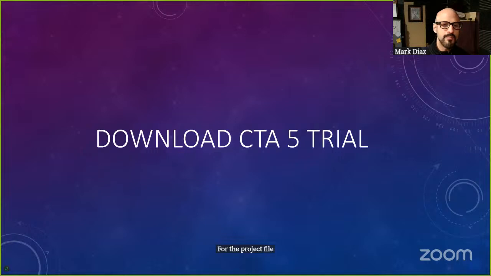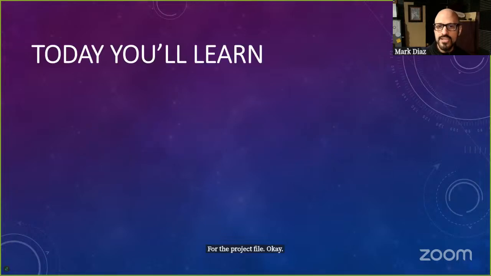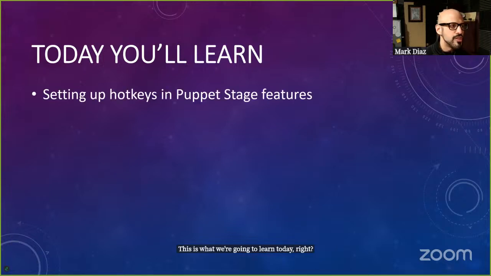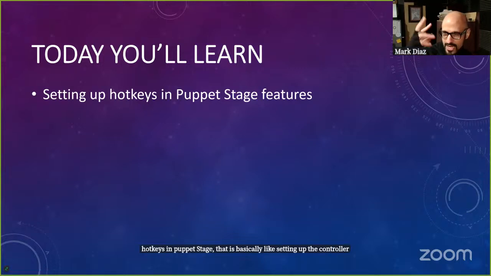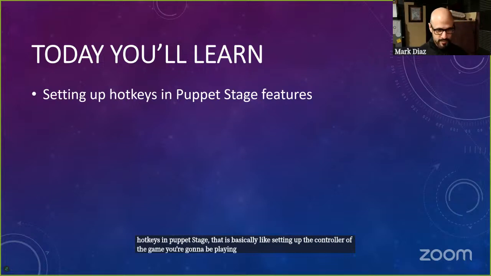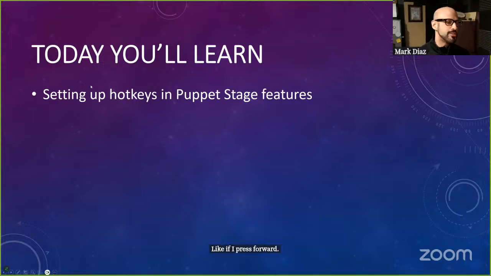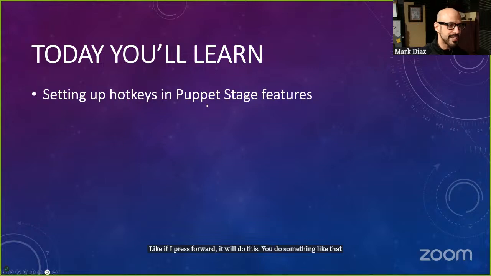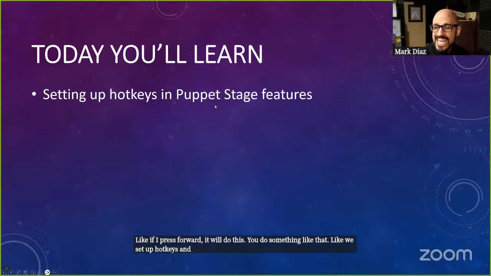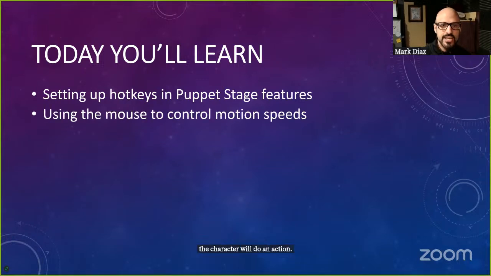Okay, so this is what we're going to learn today. That is to set up hotkeys in Puppet Stage. That is basically like setting up the controller of the game you're going to be playing. Like if I press forward, it will do this. We set up hotkeys, and every time we press a key, the character will do an action. All right, and then another one that I like a lot is using the mouse to control motion speeds.